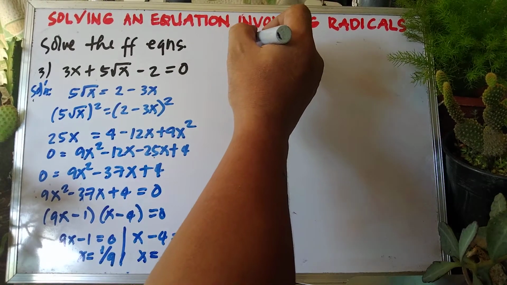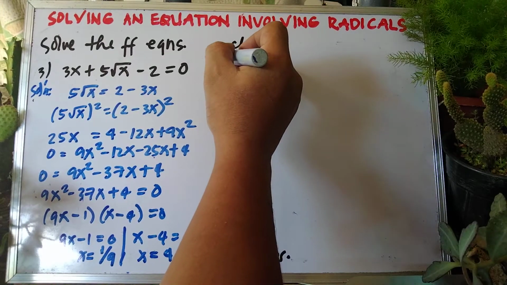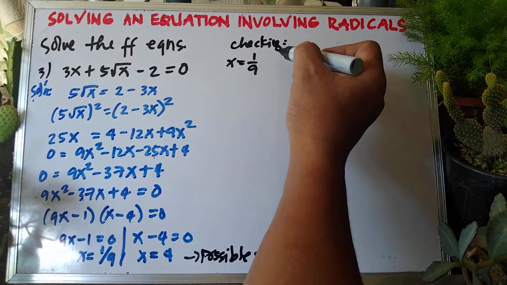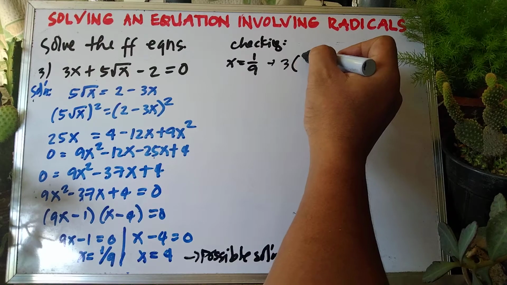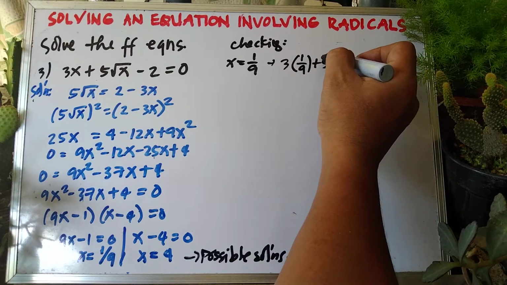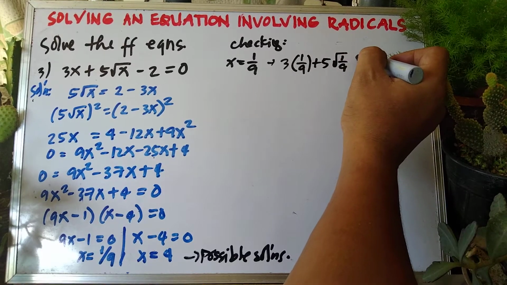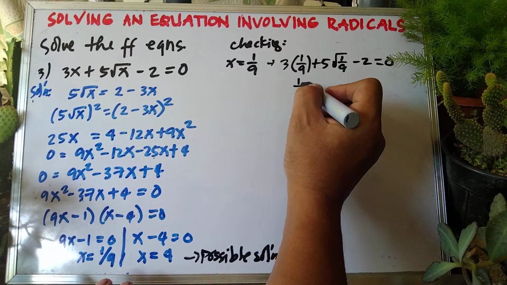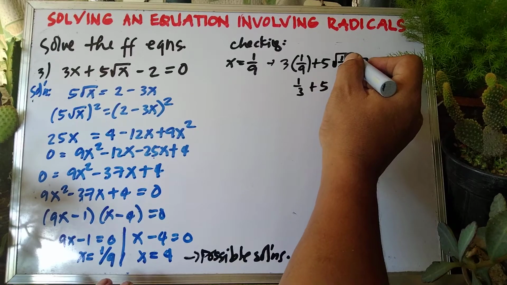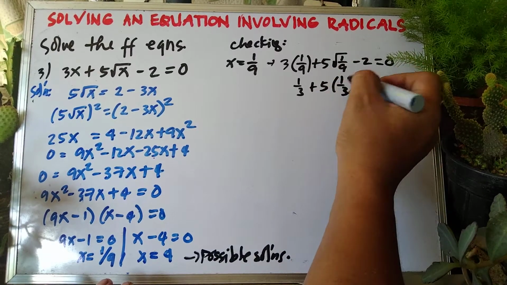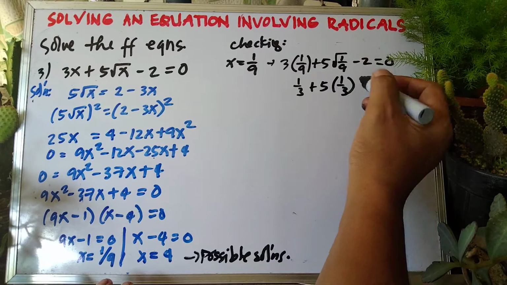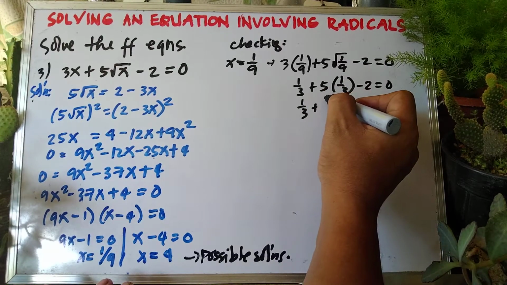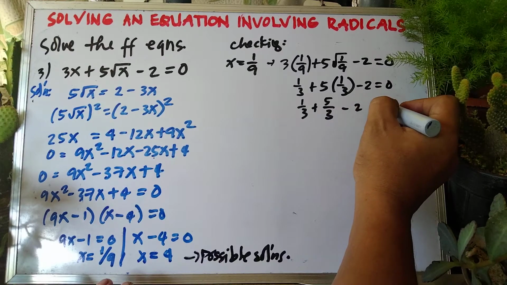Okay, let's do checking. For x is equal to 1 over 9. So, using the original equation, you have, replace x by 1 over 9, 3 times 1 over 9 plus 5 square root of 1 over 9 minus 2 is equal to 0. Okay. 3 times 1 over 9 is 1/3 plus 5. What is the square root of 1 over 9? That is 1/3. Correct? Because the square root of 1 is 1, square root of 9 is 3. Minus 2 is equal to 0. So, 1/3 plus 5 times 1/3 is 5 over 3. Minus 2 is equal to 0.